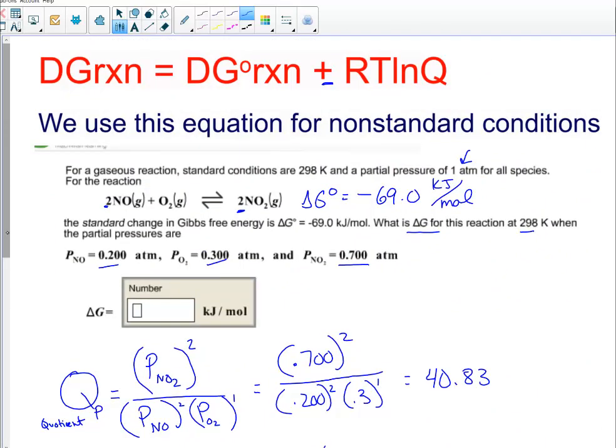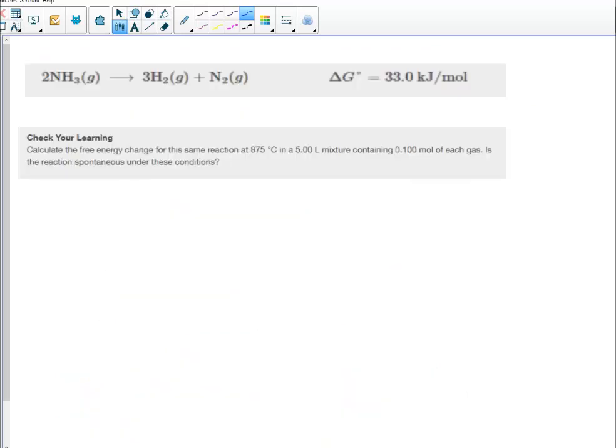Pause the video if you need to really think through the process solving delta G in non-standard conditions. Reaction quotients. We're going to talk a lot more about that in our next chapter on equilibrium as well. You want to try one? I would encourage you to work through this one on your own and then pause, come back to me when you're ready to check. Give yourself the think time to process. Try solving this problem and then come back to me.